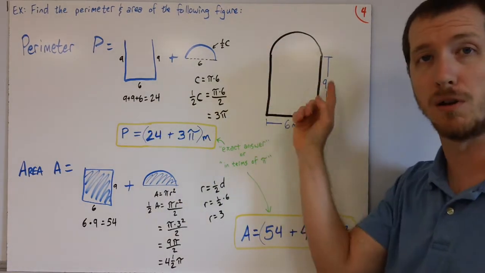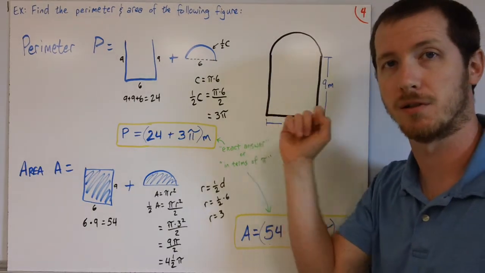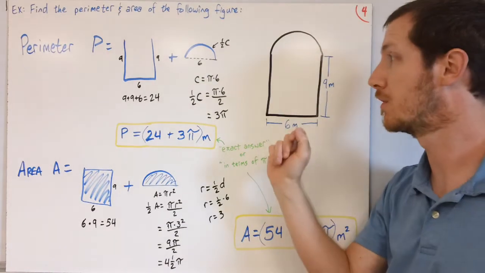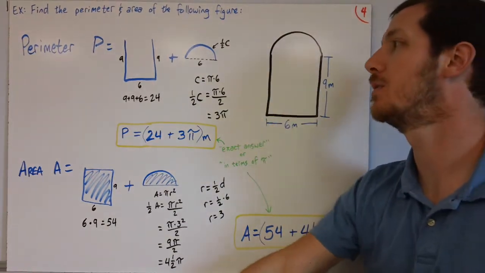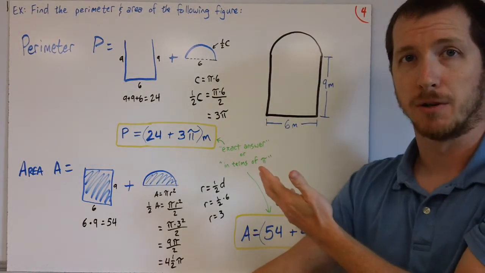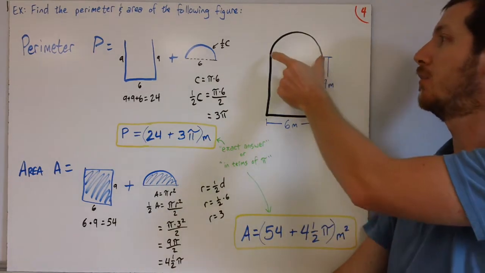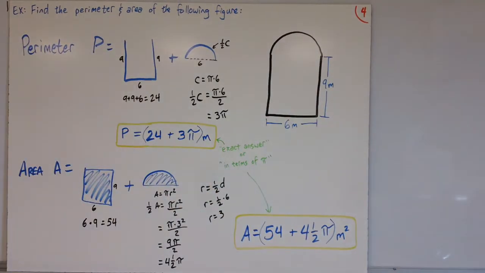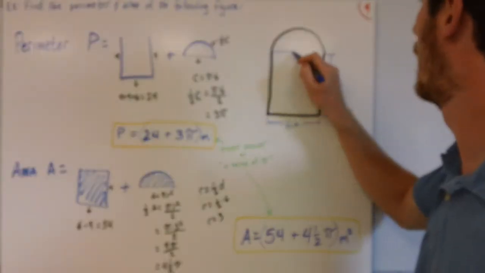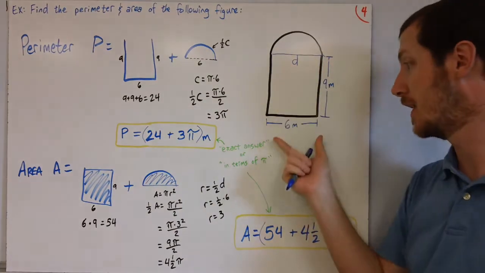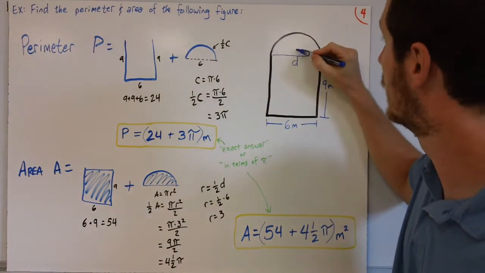Now for the half circle part, remember the perimeter of a circle is a circumference. We only want half the circumference since we have a half circle. So let's plug in what we know into the formula for a circumference. Now, we're not directly told a radius or a diameter, but if we take this here and assume that that's the diameter, then this length has to be the same as this length here, which is 6 meters.